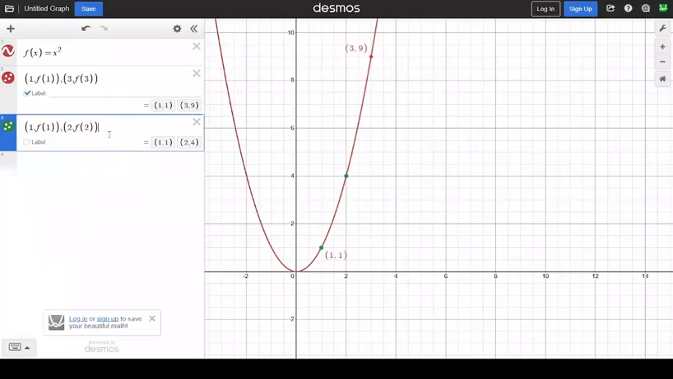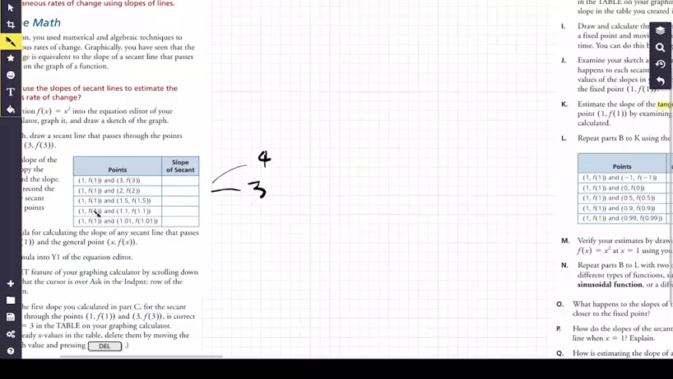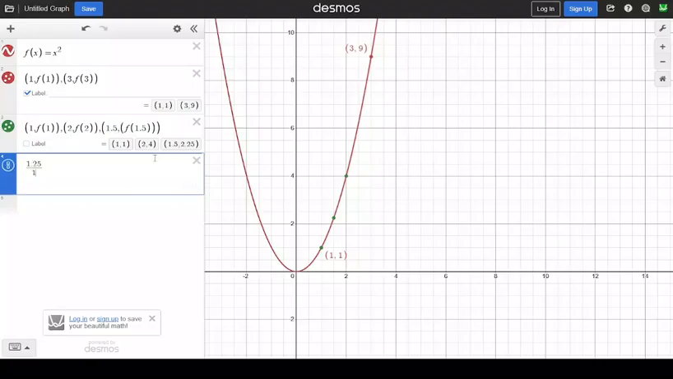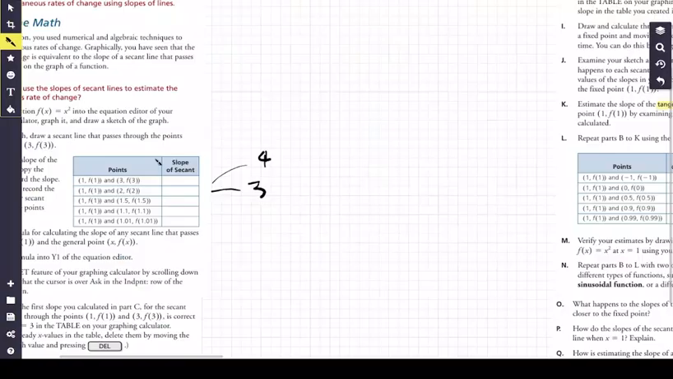So let's go ahead and check f of 1.5. We have 1.5 and 2.25. Our initial point is also (1, f of 1). So our change in y is 1.25 over 0.5, that is 1.25 over 1.5 minus 1. So that's 2.5. So we'll have a slope of 2.5.